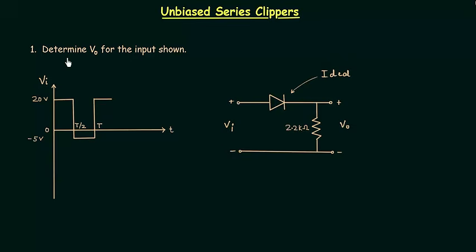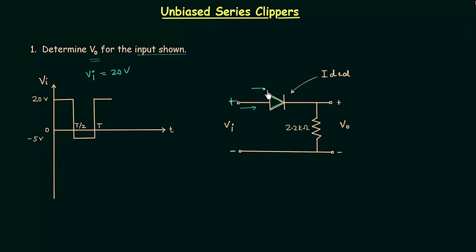In the first problem, we need to determine Vo, the output voltage for the input shown. This is the input waveform, and we have to find out the output waveform depending on this input waveform. For the first half cycle from 0 to T/2, Vi is equal to 20 volts. You can see it is equal to 20 volts throughout the first half cycle, and this will be the polarity plus minus. Current will flow in clockwise direction from positive to negative, and the direction of the arrow in the diode symbol is similar to the direction of current.